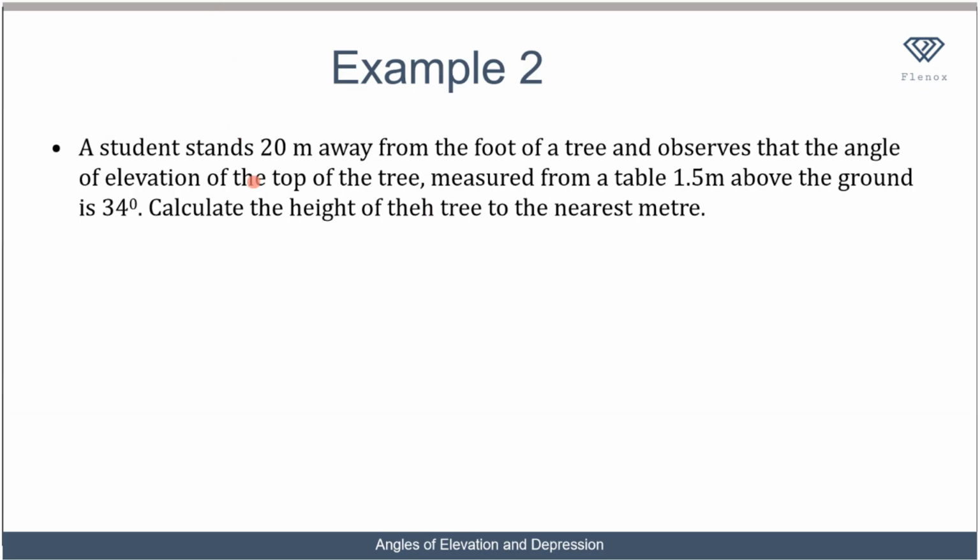So now, let's try to sketch out our problem. You have a student standing 20 meters away. So this is your student over here. And he's standing 20 meters away from the foot of a tree. So the distance is 20 meters. And there's a tree over here.